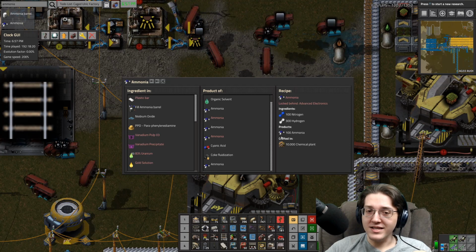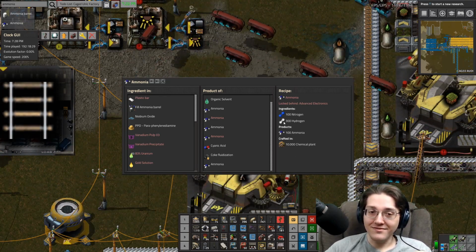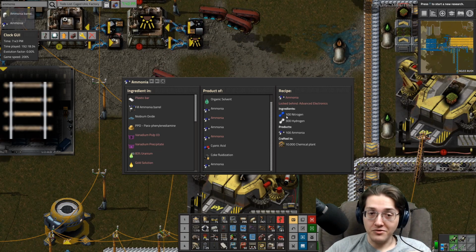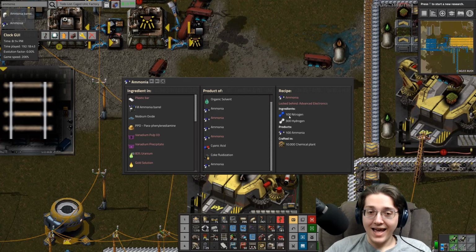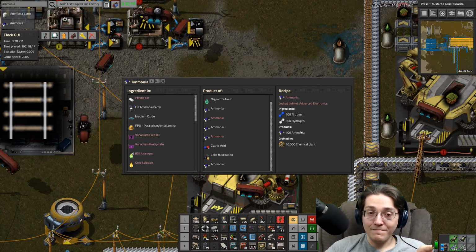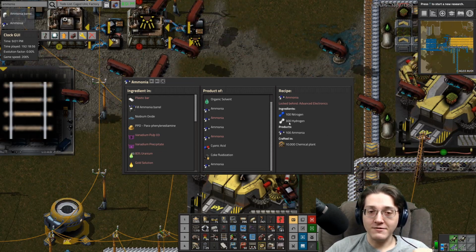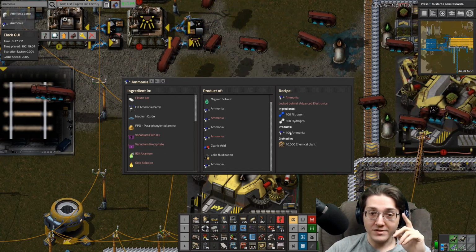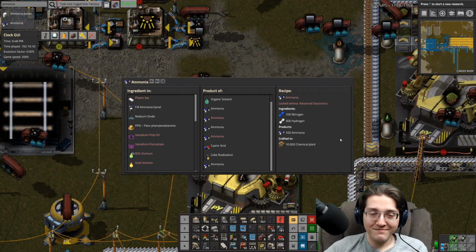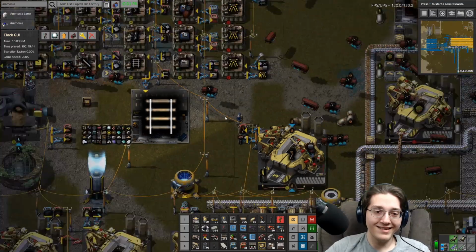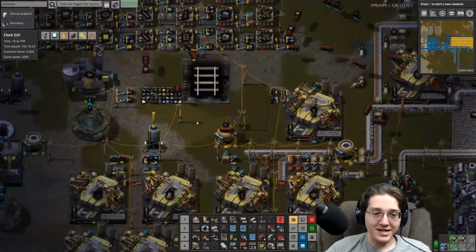Just for reference, hydrogen is H2. Nitrogen is N2. So there's no chance that 100 nitrogen and 300 hydrogen would give you 100 ammonia. This would give you 200 ammonia. For reference, that'd be 200, not 100.